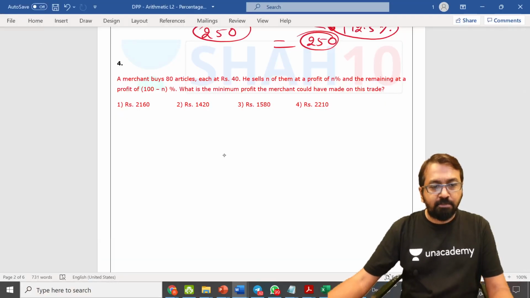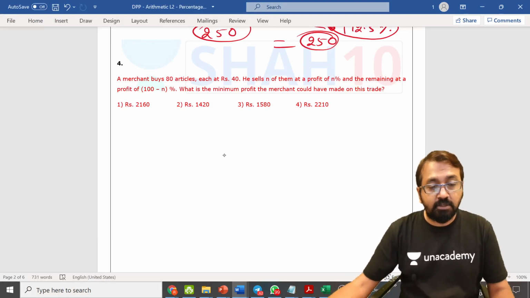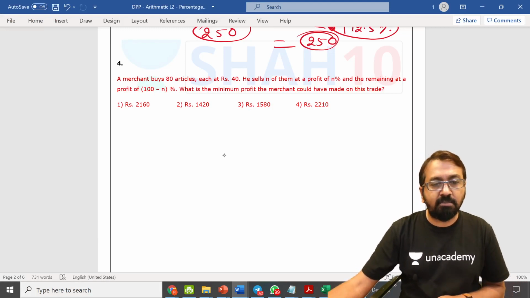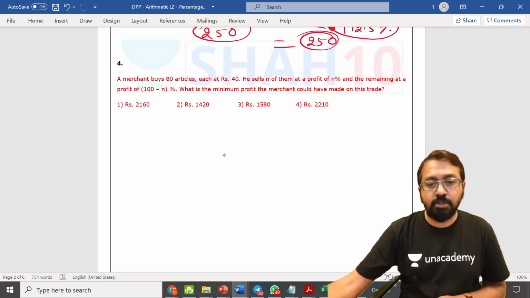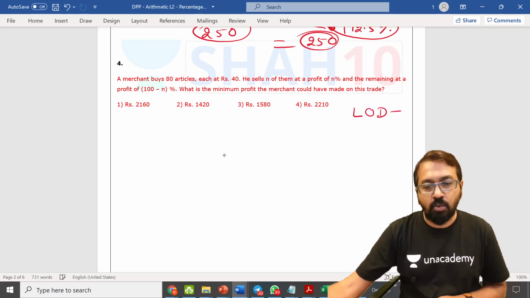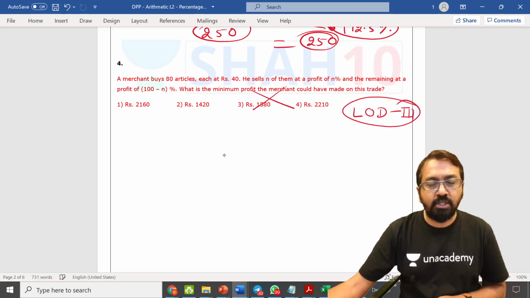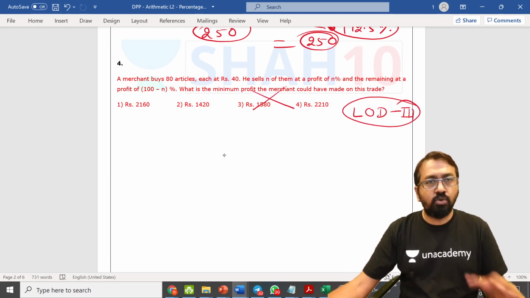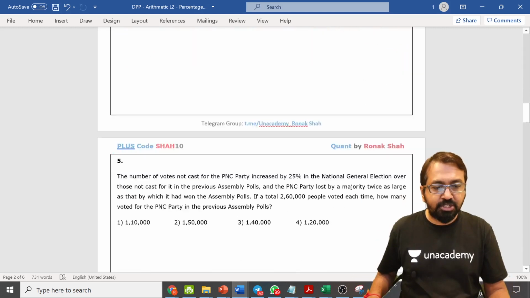So let's come back to the problem, and here this fourth problem is something that was misplaced, in the sense that it should not have been over here, because it's of LOD3 and requires a bit of maximization minimization concept. So we are not going to take up this question. You can quickly ignore this problem, and let's move to question number 5.